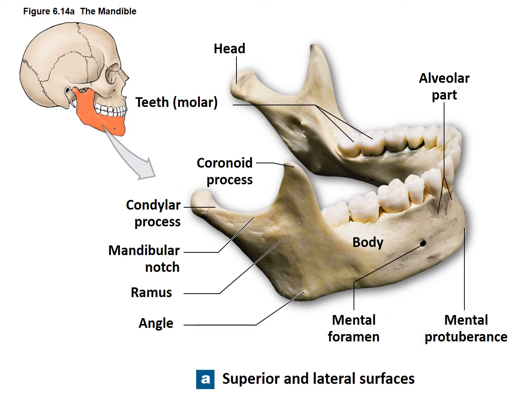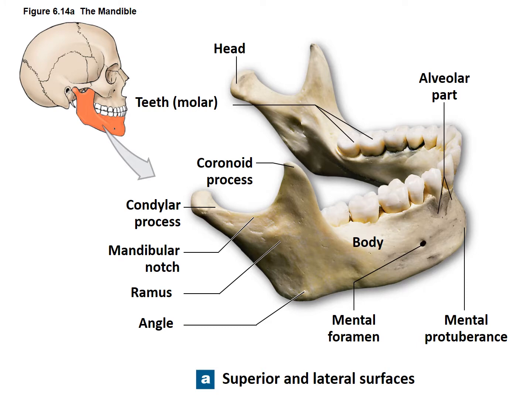A rami, or singular ramus, is actually going to be an arm-like structure that bends and extends upwards. In this case, the ramus is going to end in the condylar process and the coronoid process. The condylar process, or mandibular condyle, is also called the mandibular head and articulates with the mandibular fossa of the temporal bone, comprising the temporomandibular joint.